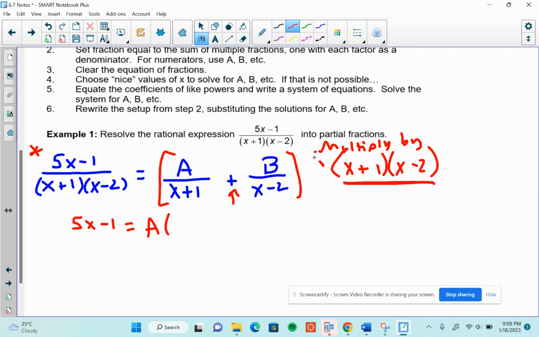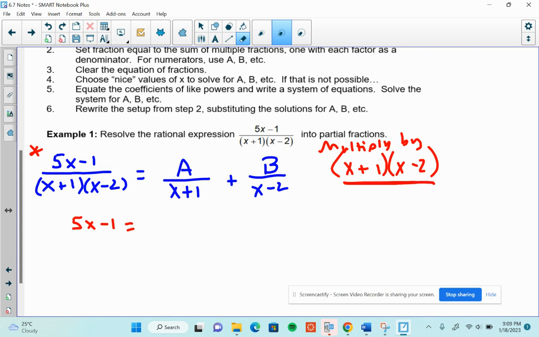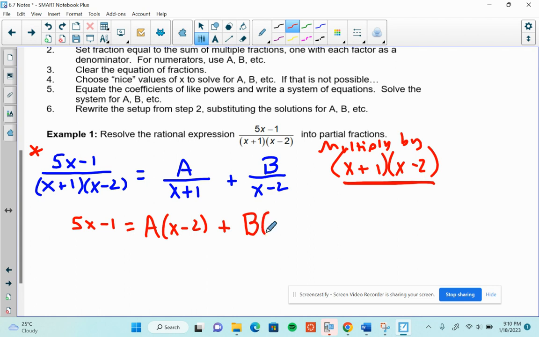And I have to distribute this to here and to here, okay? So when I multiply the first fraction by that product, the x plus 1 cancels, and I have a times x minus 2. Second time, when I multiply the second fraction by that common denominator, I have the x minus 2 canceling, and I have b times x plus 1.